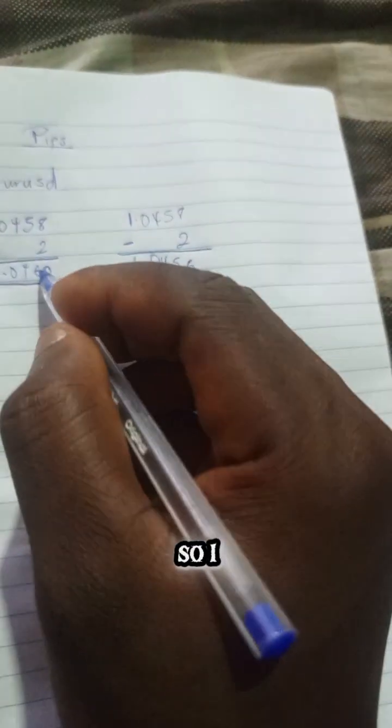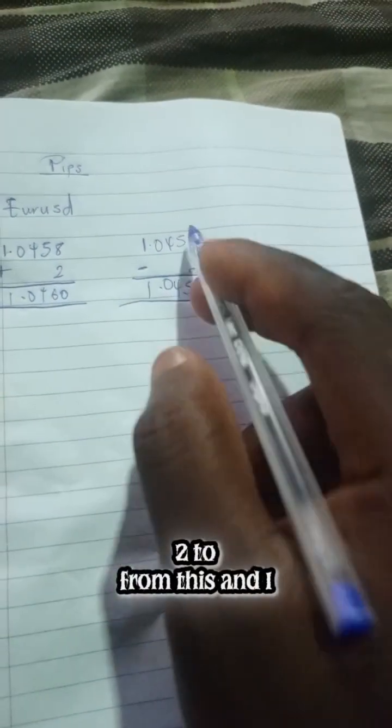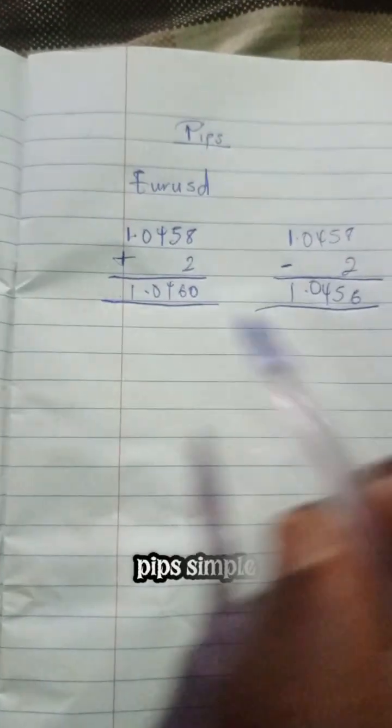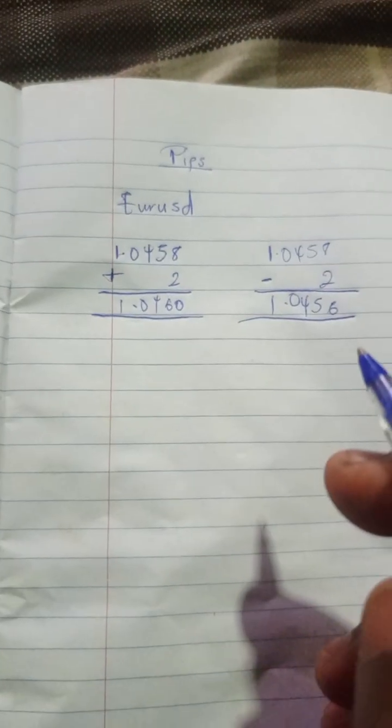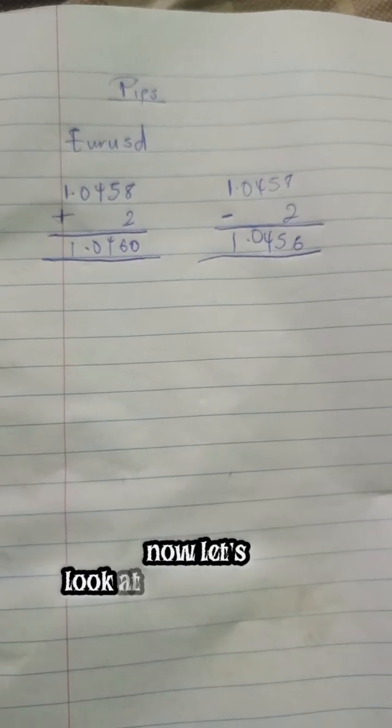So I added the 2 to this and I got this. I subtracted the 2 from this and I got this. So that's how to calculate the pips. Simple. It's that simple. Now let's look at another example.